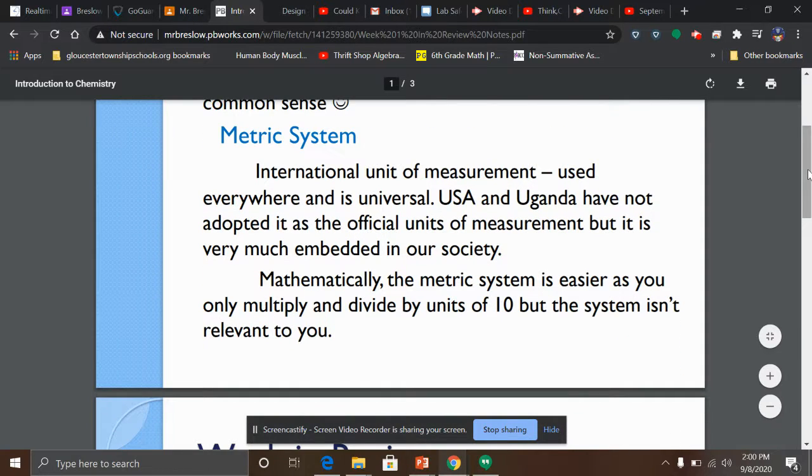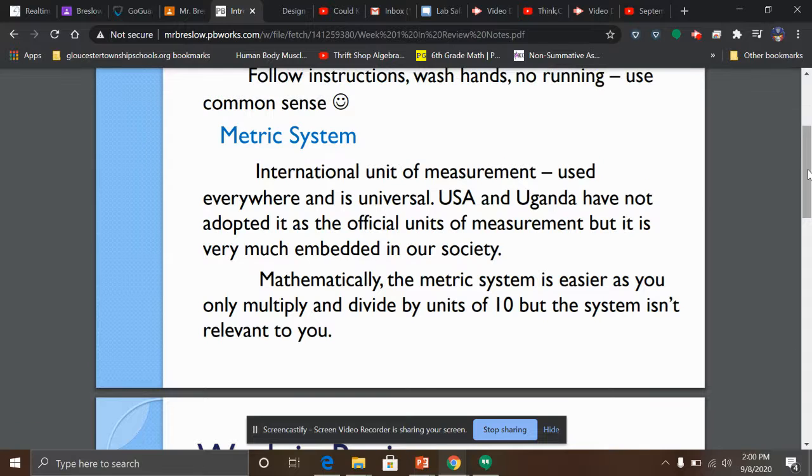The metric system we started, we'll be doing more of this in chemistry. So again, it's not something we had to do a lot of this week because you'll see more of it, but it's international units of measurement. It's used all over the world. The meter is the standard unit of measurement. The USA and Uganda have not adopted it as the official unit of measurement, but it's very well embedded in our society. It's used a lot in business and in trade. It's used all over the world too, so it's the same where you go.